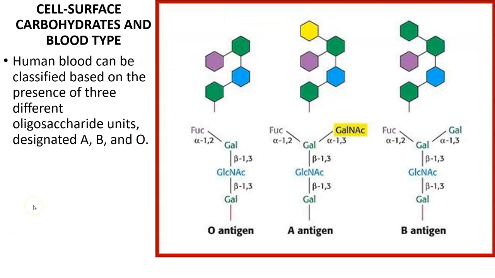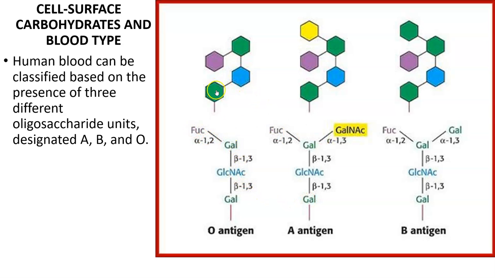Another mechanism that we use as humans for kind of protecting our bodies from foreign substances is that we have cell carbohydrate systems that we organize and generate and put onto our cell surface. So human blood can be classified by some of the oligosaccharides that are placed on the outside of our red blood cells. So you'll notice that if you're O or A or B, if that's your blood type, you're going to have different organizations of the galactose and GlcNAc and fructose compounds.